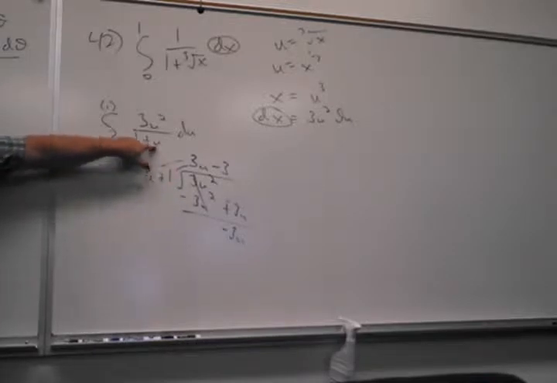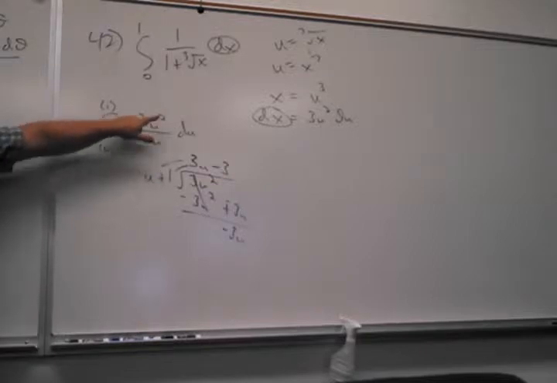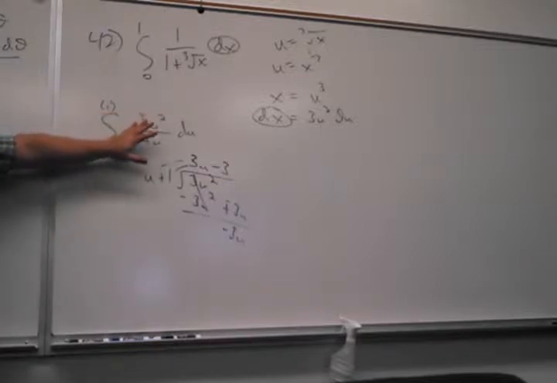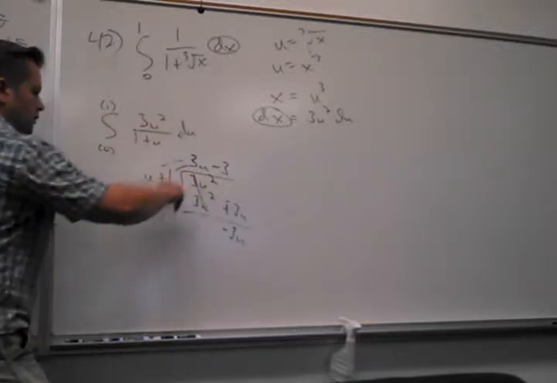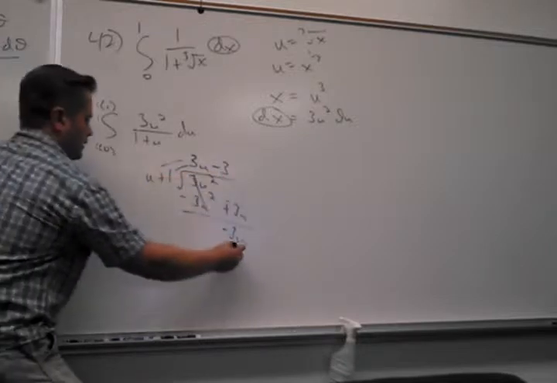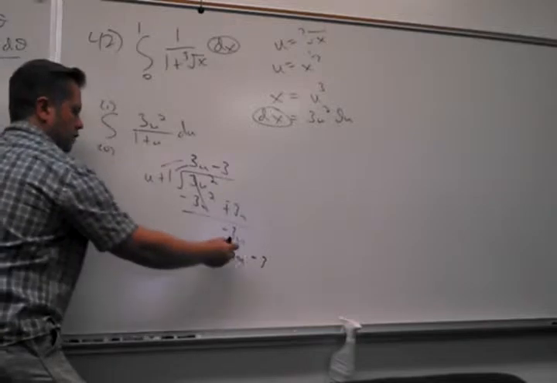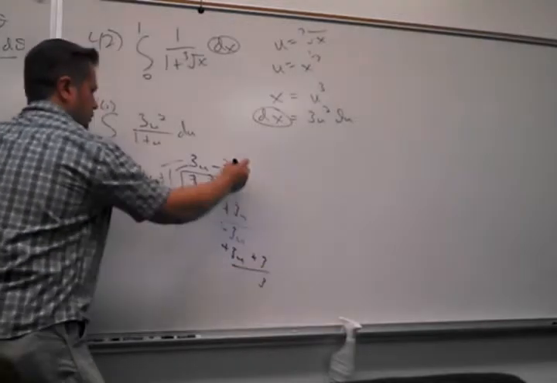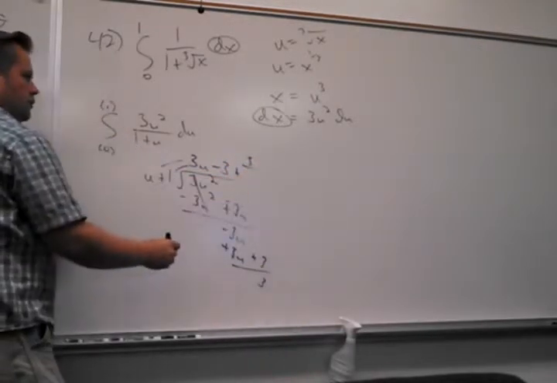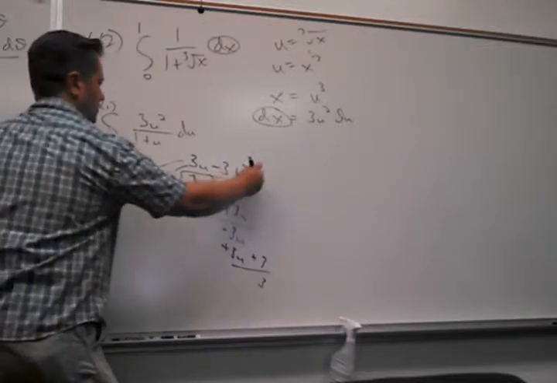Some of you guys might realize you could actually attack this with synthetic division, right? You guys remember synthetic division? Synthetic division really kicks ass. But this is fine, let's keep going. So I got my minus 3, so I get minus 3u. Minus 3, change the signs. So you get plus 3 over u plus 1.